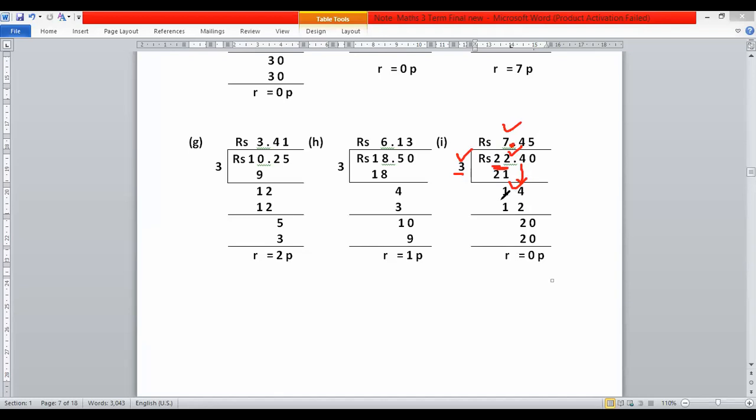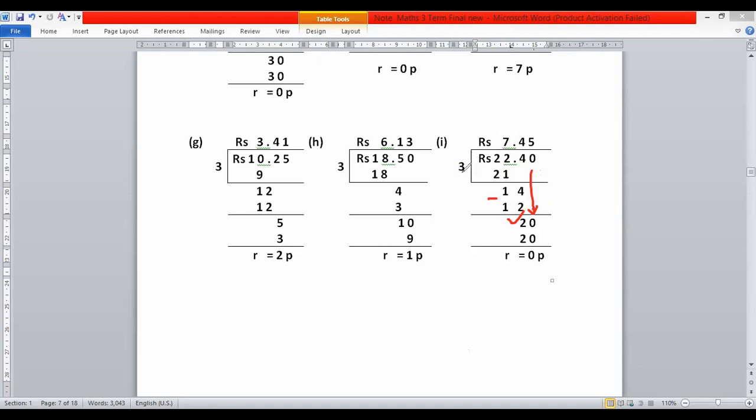Then we divide 14 by 3. So 3 fours are 12. Here we write 3 fours are 12. And then subtract 12 from 14. 4 minus 2, 2. And then shift this 0. We get 20. 20 divided by 3.